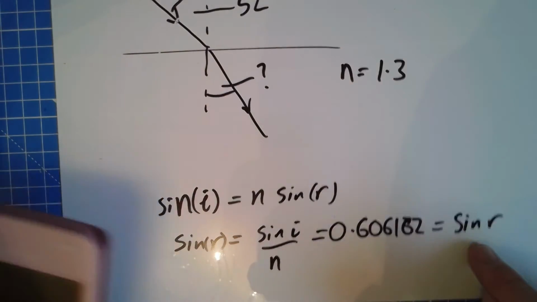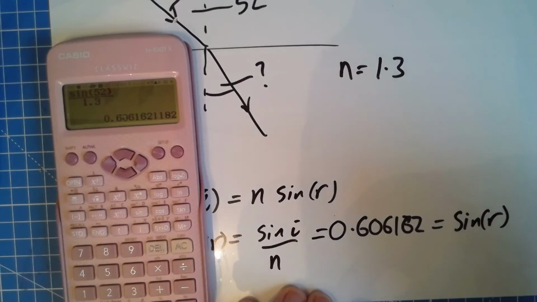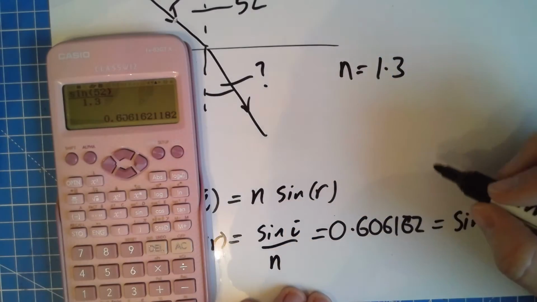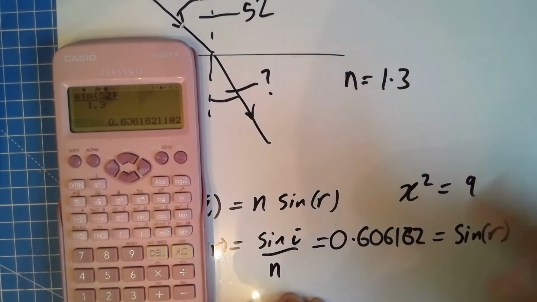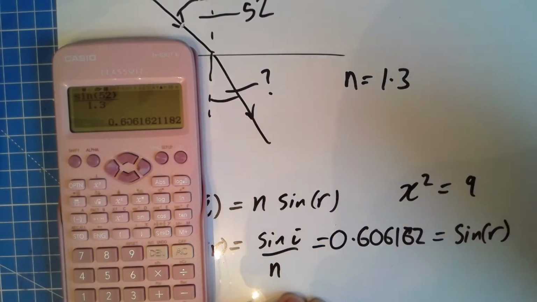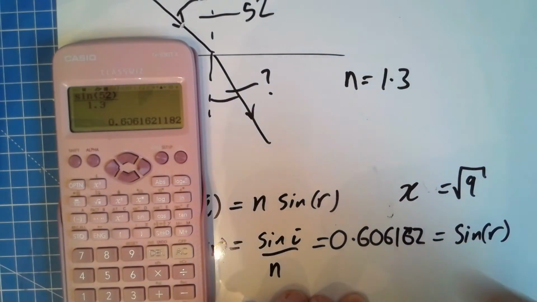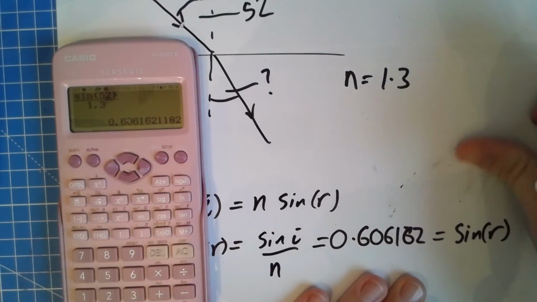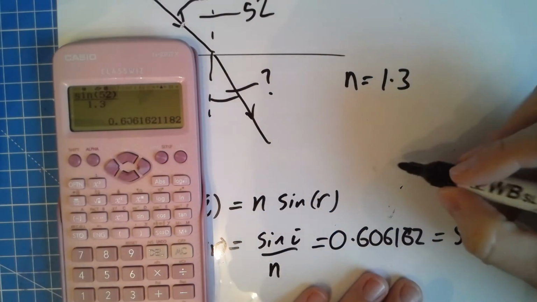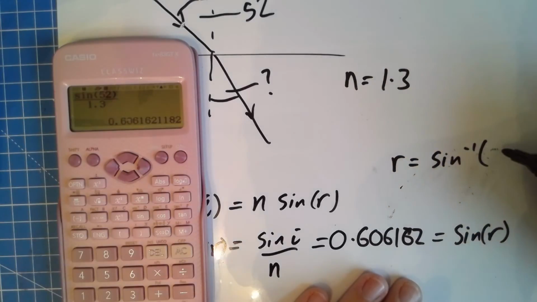Now, to undo this sine and get the actual angle, we're going to have to use the inverse function. It's a bit like if you've got x squared is equal to 9, well, the opposite of squaring something is square rooting. So we square root both sides, and that gets rid of the square. Squaring and square rooting undoes it. And then we're left with x, and that obviously comes out to be 3. Here, we just take sine to the minus 1 of both sides. So we get R is equal to sine to the minus 1 of 0.606162.